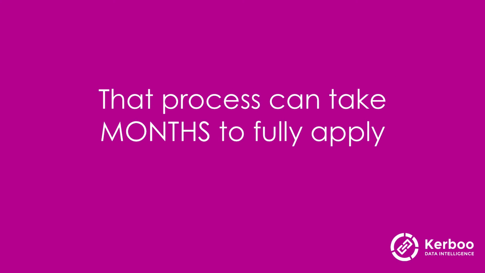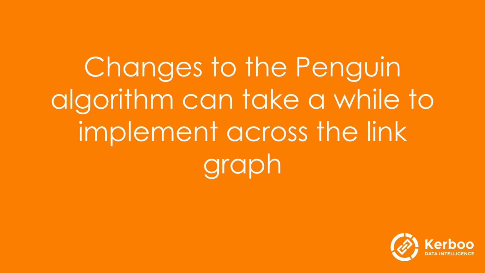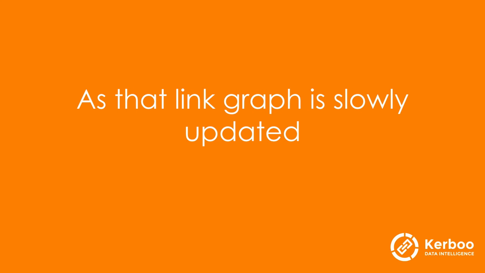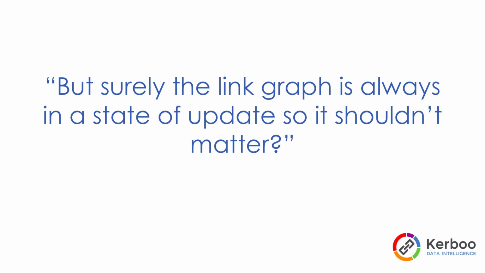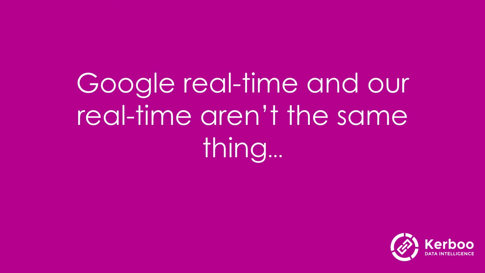And that process can take months to fully apply, which means that changes to the Penguin algorithm can take a while to implement across the entire link graph. So Google Penguin changes will only be felt slowly, as that link graph is slowly updated by the crawl. But surely, you might say, the link graph is always in a state of update, so it shouldn't really matter. Well, that is true, but we've been made to expect the changes will apply in real time. And Google real time and our real time aren't really the same thing.